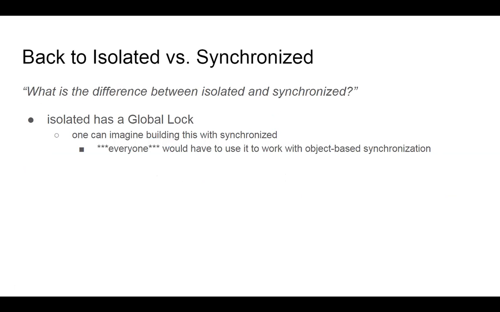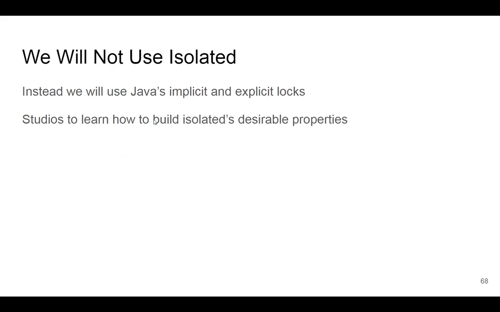And again, this "on your own" kind of attitude is very different from Habanero or X10, which said, we will order this for you and make it so it can never deadlock. Another difference is that isolated has a global lock. You can imagine building this in Java, but then everyone who did object-based would have to agree to use this. And so I've never seen another system that has this sort of global lock situation.